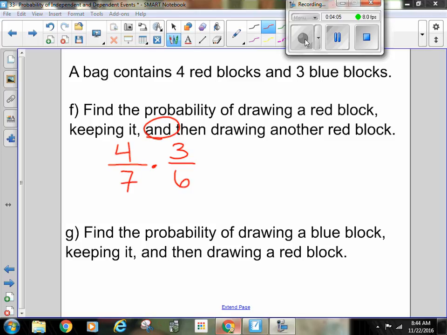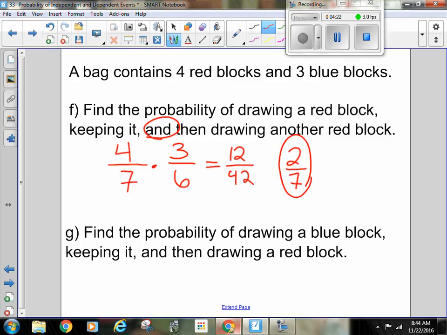Okay, so we're going to go ahead and multiply our top numbers, and we get 12. And we're going to multiply our bottom numbers, and we get 42. Okay, but we always want to reduce, and so that reduces down to 2 over 7. So we can divide both by 6.